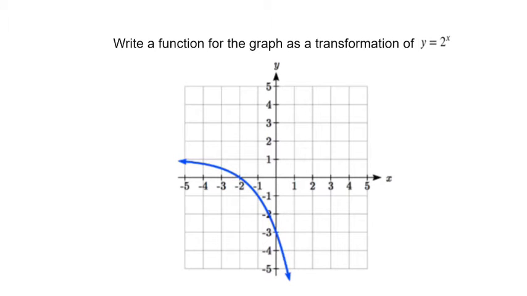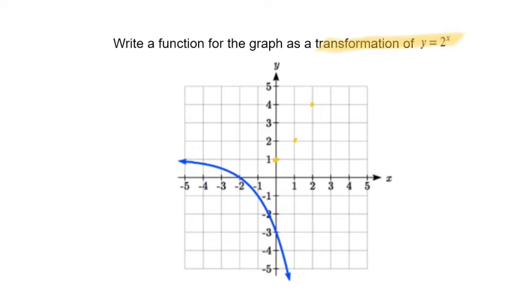So this was another question you guys asked about. It's wanting me to write a function for the graph, but I want you to do it as a transformation of y equals 2 to the x. So before I start, I'm just going to graph y equals 2 to the x. And I know that's a parent function.